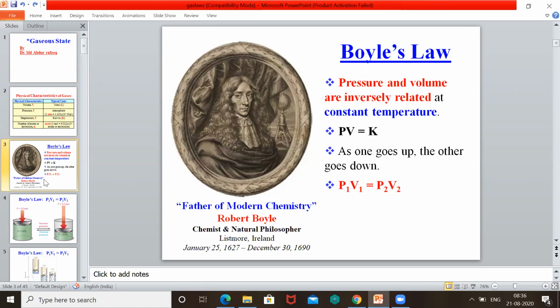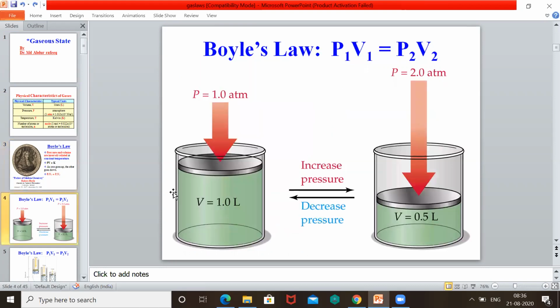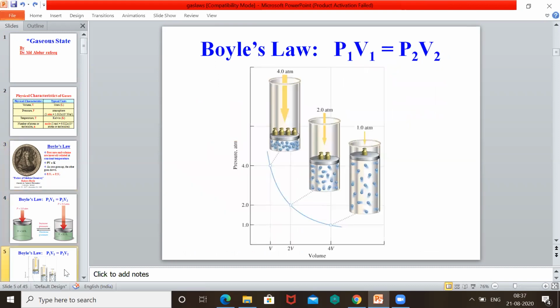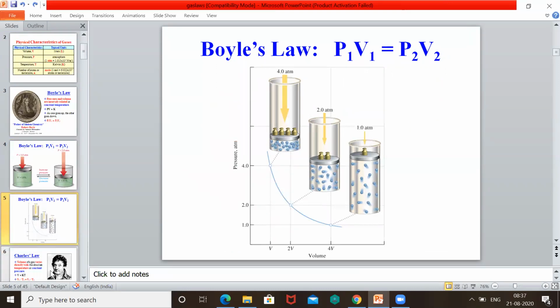This is Boyle's law. You can see here when pressure is less, volume is 1 liter. Increase pressure, volume decreases. That's what we have seen in Boyle's law. See here, at 1 atmospheric pressure we have more volume. At 2 atmospheric pressure, somewhat lesser, and the least volume at the highest pressure. So when pressure increases, volume decreases.